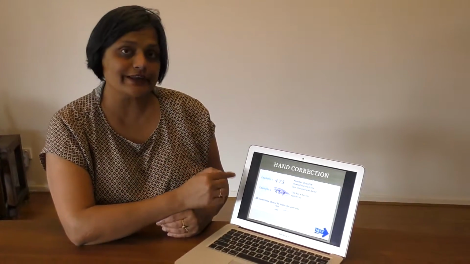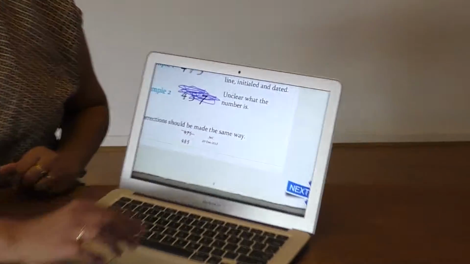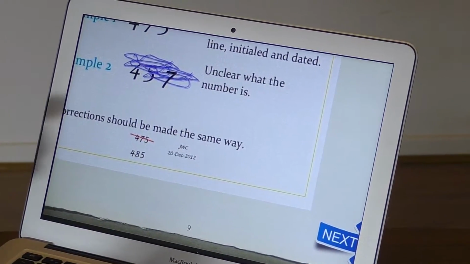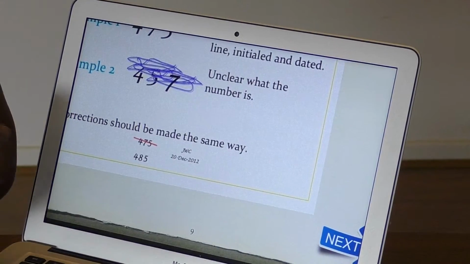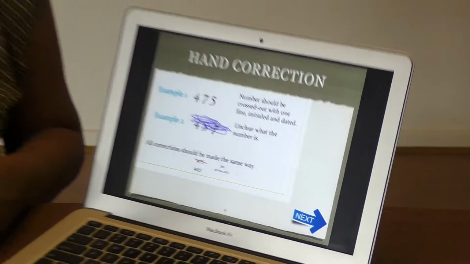So how to correct a wrong entry is just put a single strike on your entry this way. Put your correct entry, like 485. Put your initials, date, and justification, like why it was an error. The error happened in writing, or it was wrong data, etc.